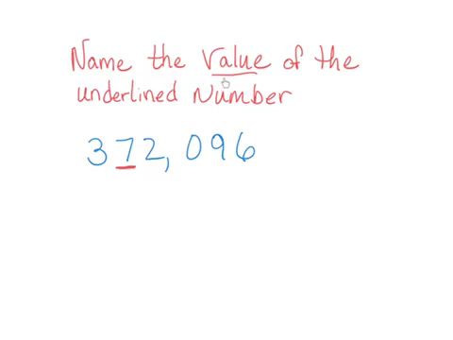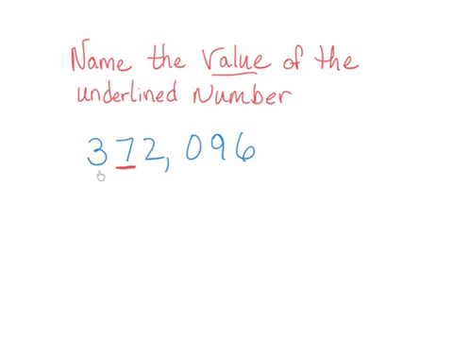Okay, so now it's asking us to name the value of the underlined number. So let's read this number, 372,000, there's that first period, no hundreds, 96. 372,096. Well, they want to know the value of this 7. So we can't say it's 7. What place is that in?